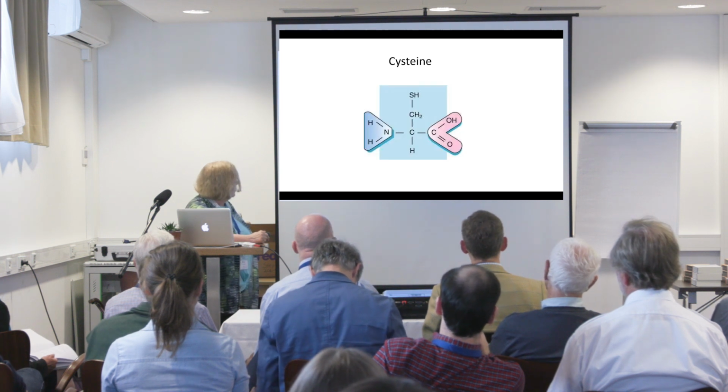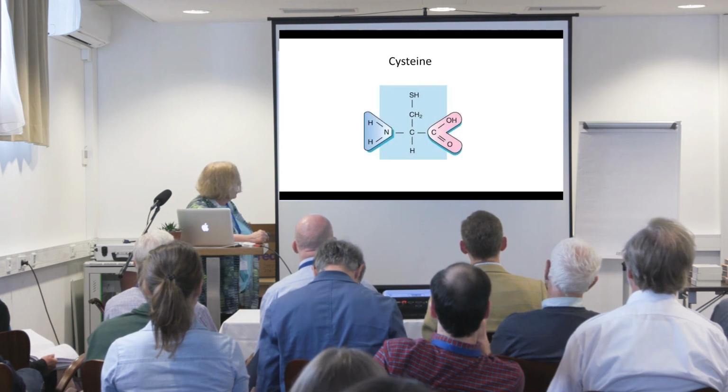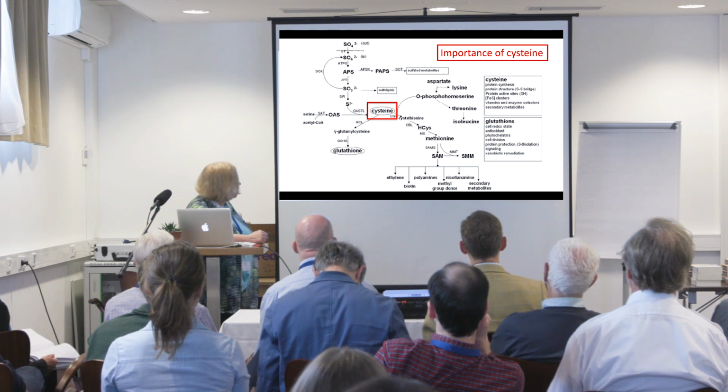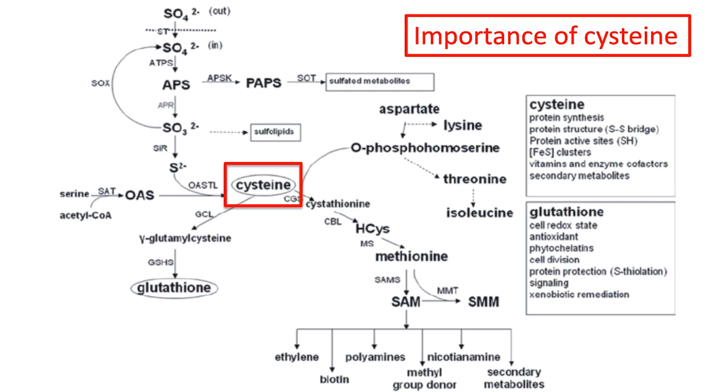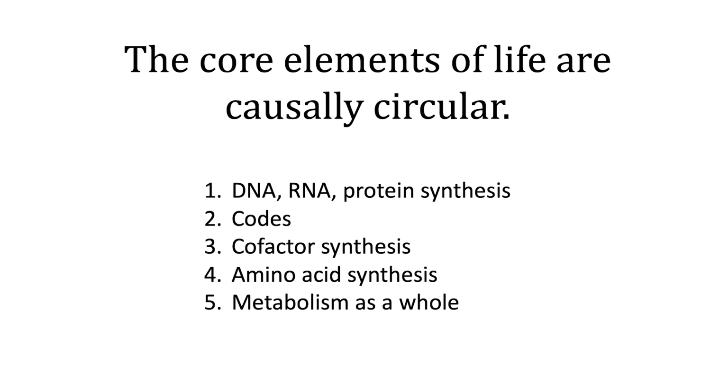There's the amino acid. Causal circularity. Cysteine is a very important amino acid. It's involved in all of these pathways. Redox, it controls oxidation. It's involved in a lot of cofactors, etc. A lot of these processes are causally circular in life.